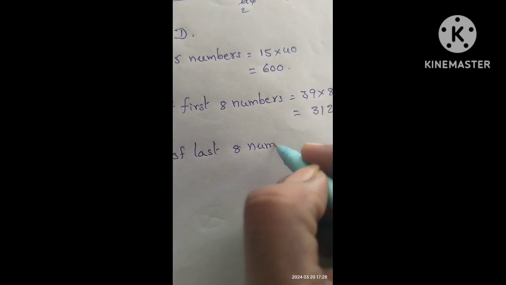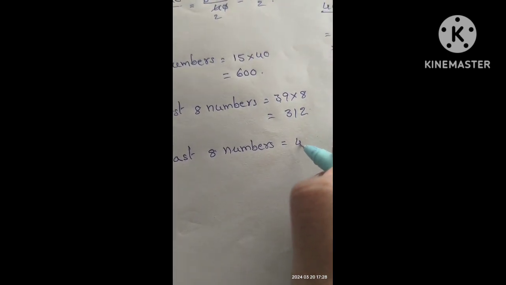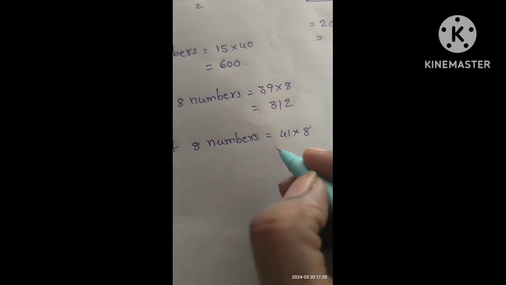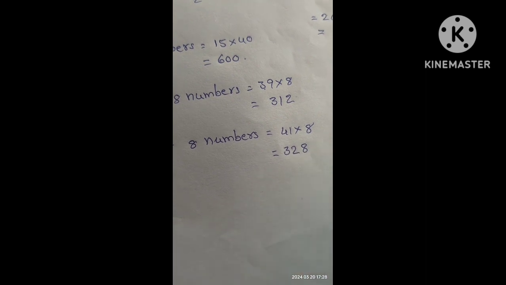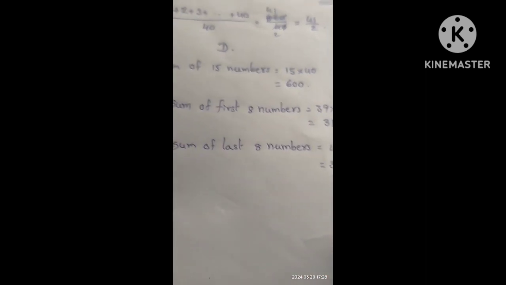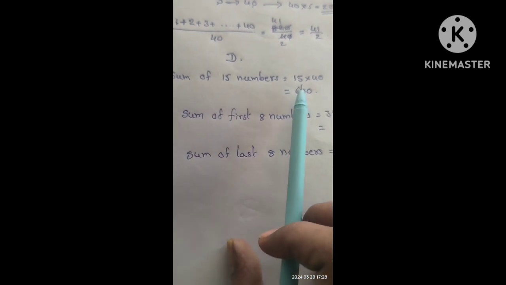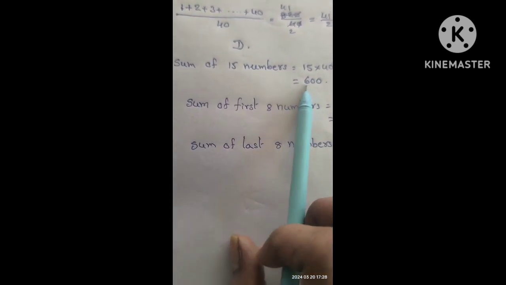Means 8 numbers. It is equal to, they given as 41. So 41 into 8, it is equal to 328. That is, first they said mean of 15 numbers is 40. So using it we can calculate sum of the 15 numbers.